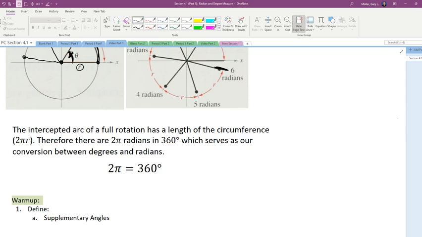Remember, there's no unit for radians. The pi is not a symbol. It's not a unit. It's the number 3.14, right? It is the approximate number 3.14. I can divide both of the sides of this equation by 2, giving us pi is equal to 180 degrees, which tells us that a half a circle is 180 degrees and half a circle is pi radians.